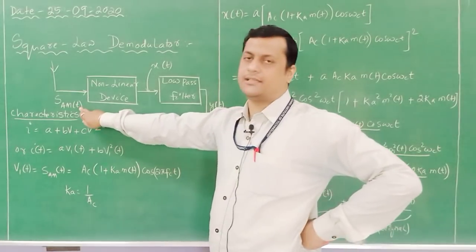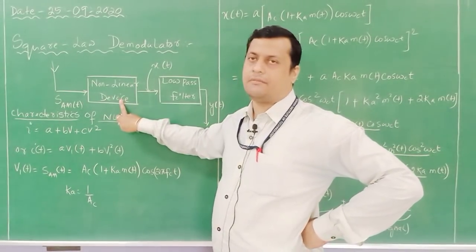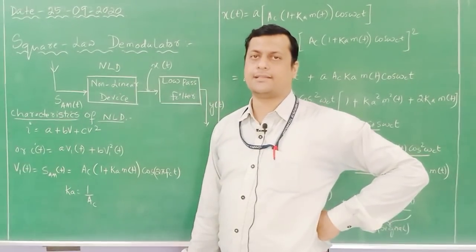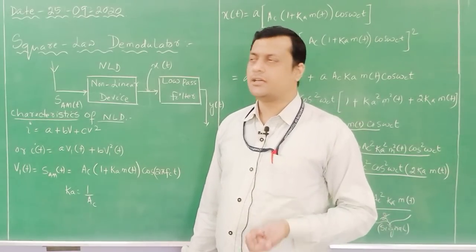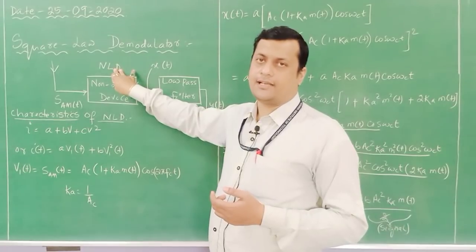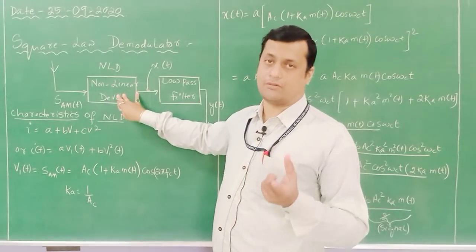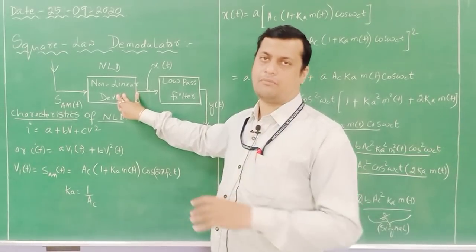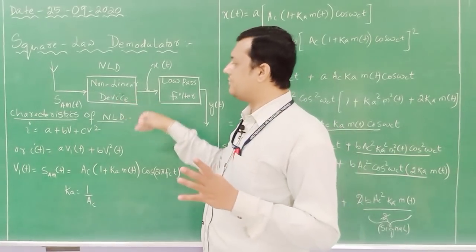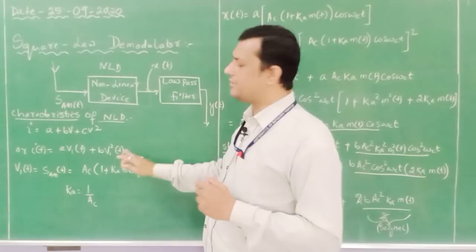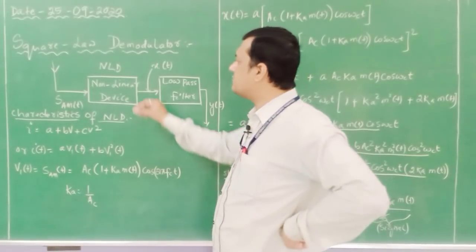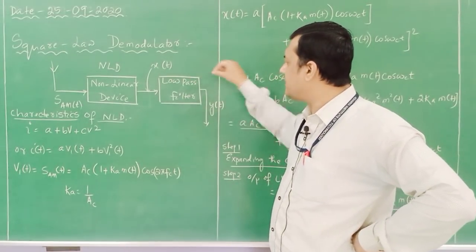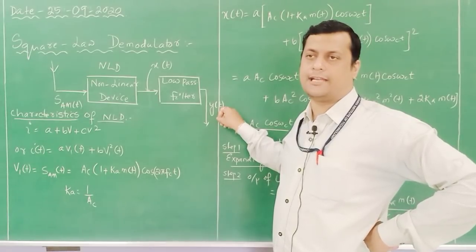Once the AM signal is received, it is followed by a nonlinear device. In some books it is written as NLD, meaning nonlinear device. It can be a diode or a transistor, depending on the nonlinear characteristics. Last class we used a diode followed by an LPF, that is a parallel RC circuit, and we saw the output of the LPF. But once again I am discussing this with respect to amplitude sensitivity. The output of the nonlinear device is followed by a low pass filter, and this low pass filter output is called the modulating signal.